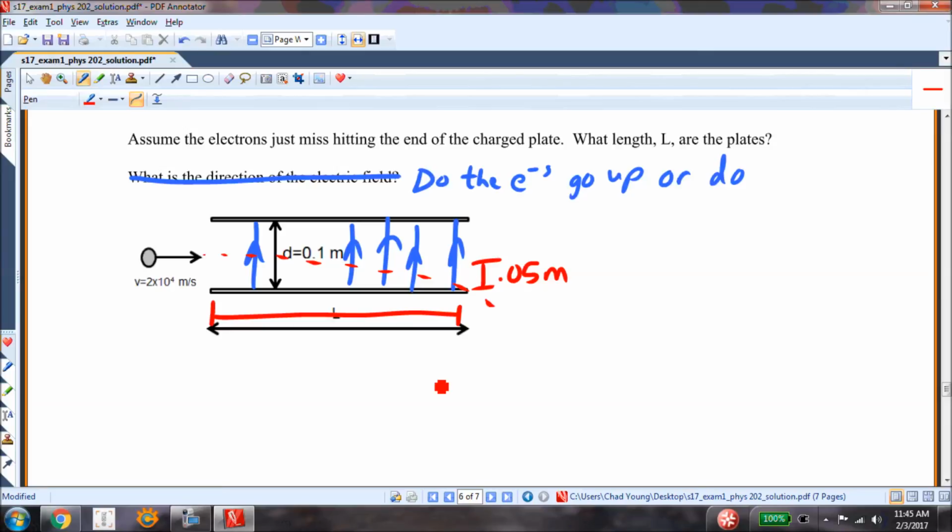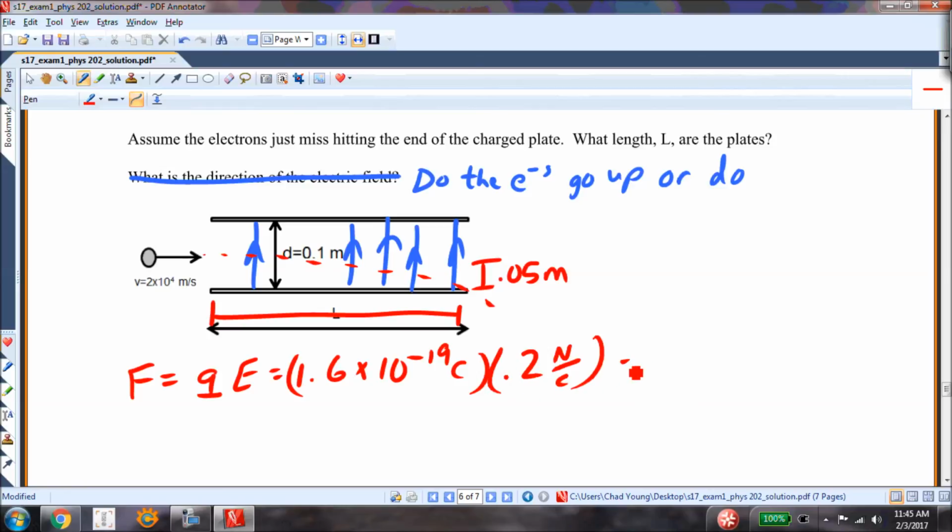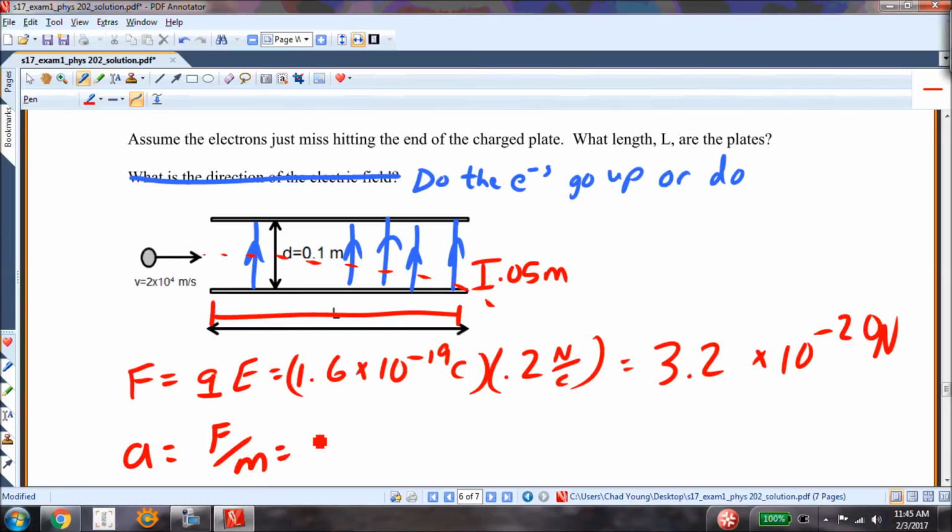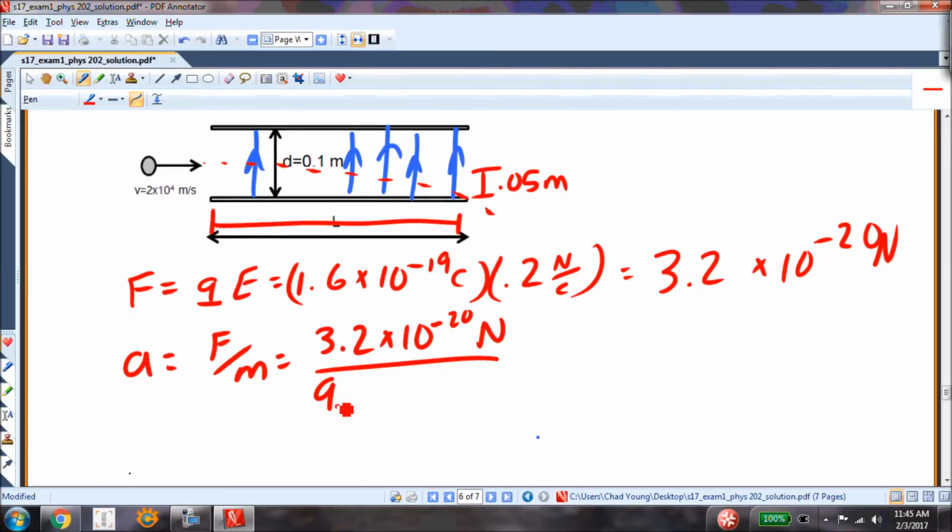So, first thing I want to do is I know the electric field is 0.2 newtons per coulomb. So the force of the electric field on the electrons is equal to Q times E. That's 1.6 times 10 to the minus 19 coulombs times the electric field, which is 0.2 newtons per coulomb, and so that gives me 3.2 times 10 to the minus 20 newtons. That's the force on each individual electron, and then the acceleration of each individual electron is going to be F over m. That is that force, 3.2 times 10 to the minus 20 newtons divided by the mass, which is 9.11 times 10 to the minus 31.